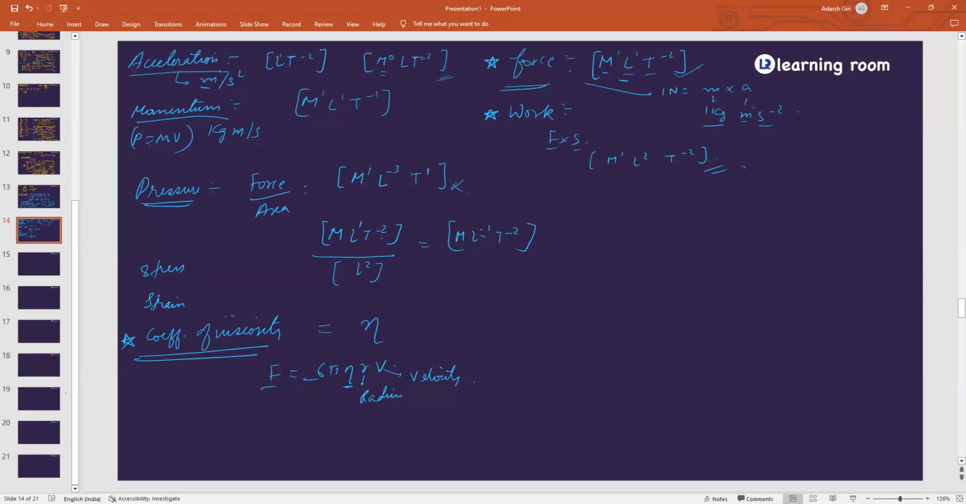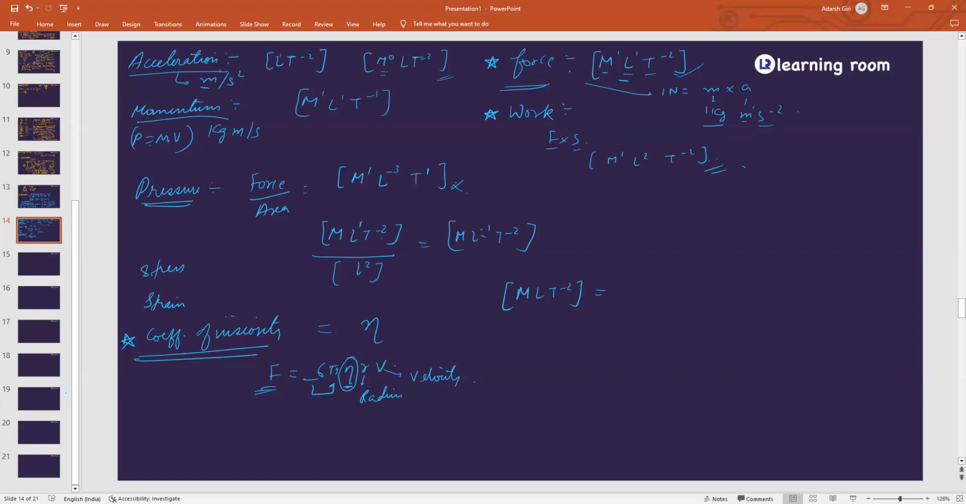Remember everyone? So from there we can find the dimensions of it. How can we find the dimensions of it? I'll tell you how. See, what is force? Force is nothing but MLT to the power minus 2. Agree everyone? Yes, sir. So force, now I have to equate it with the right hand side.